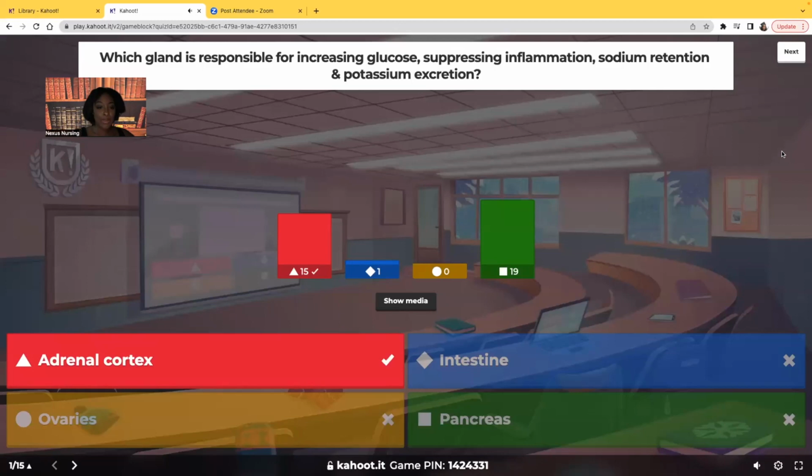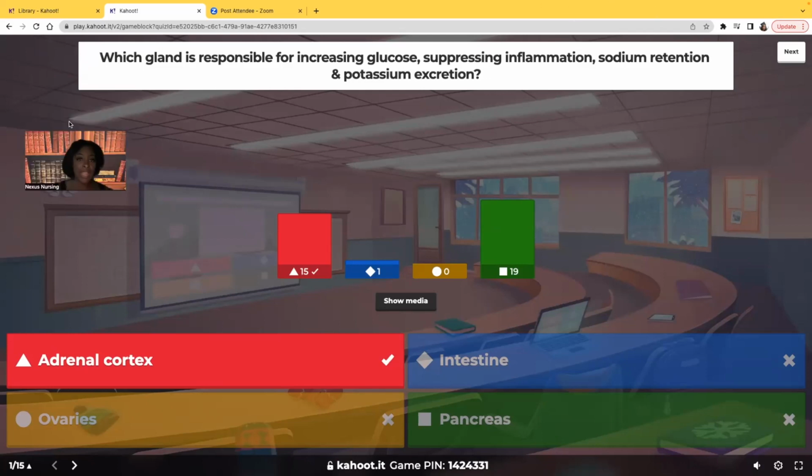Okay, the correct answer is adrenal cortex. You guys are so smart. So for the ones who got it wrong, at least you chose another gland that's part of the endocrine system, which is the pancreas. But no, it's the adrenal cortex. Look at what the question is asking: the gland that's responsible for increasing glucose. Let's stop right here. Increasing glucose.